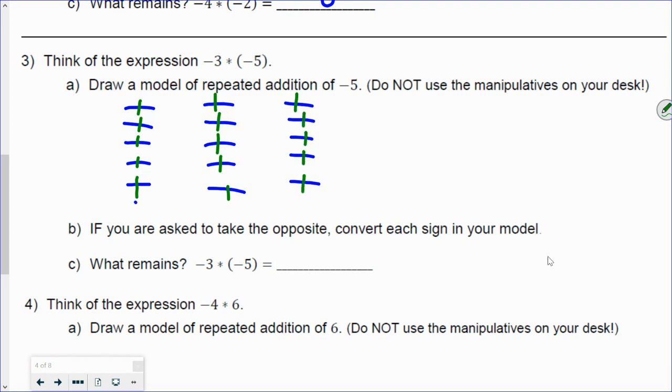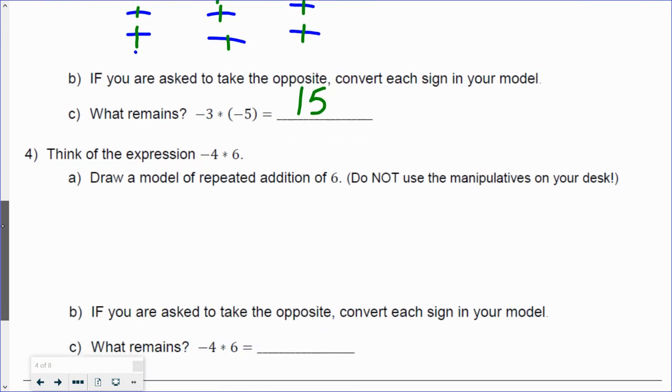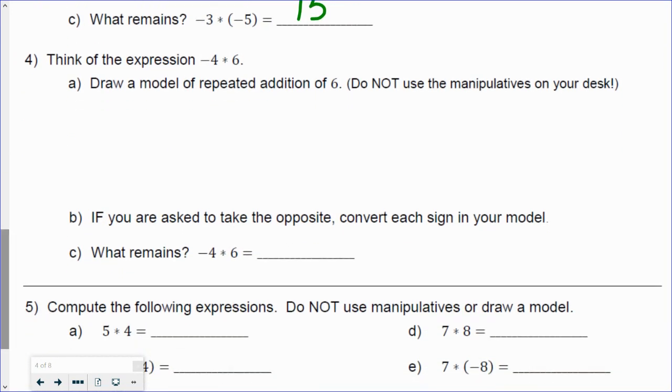Okay, so what's our answer then? Well, if I have 15 positive signs, that means I have a positive 15. Okay. All right, let's pause this if you need to fill it in. Let's go to number 4.